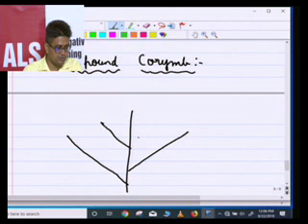So compound corymb is like this. It bears multiple flowers, and all those flowers are on the same level.